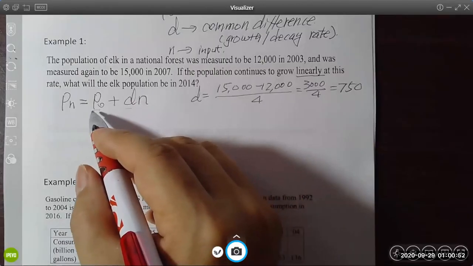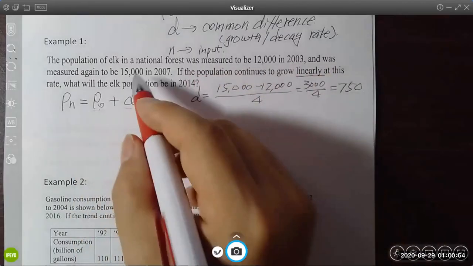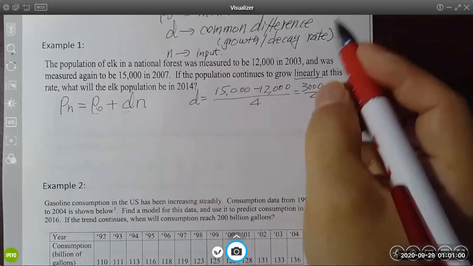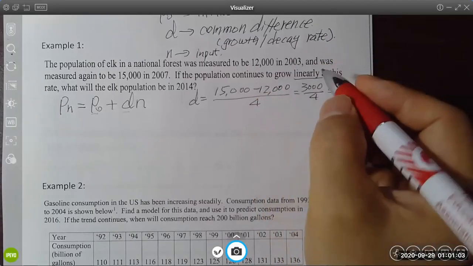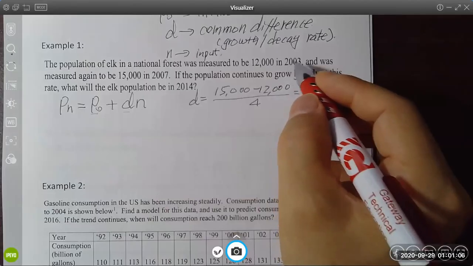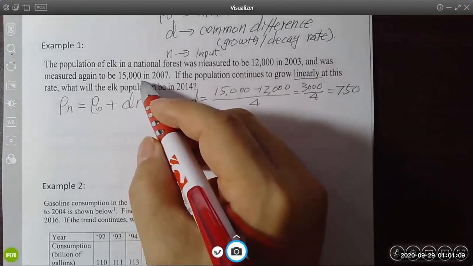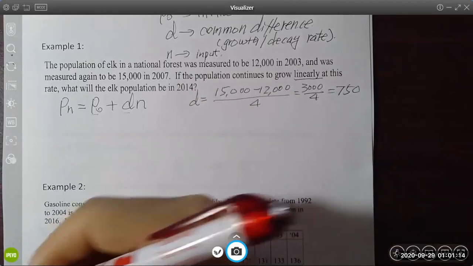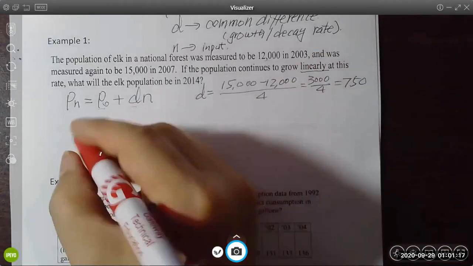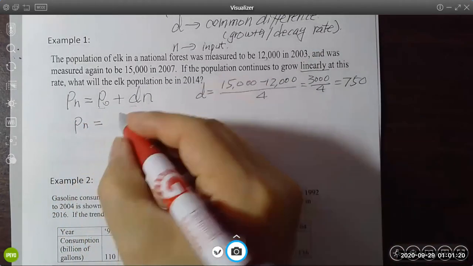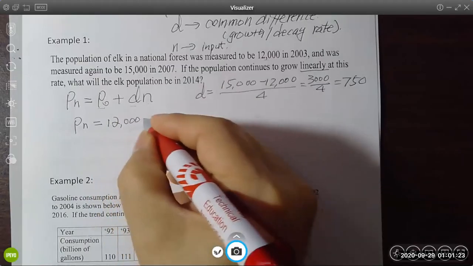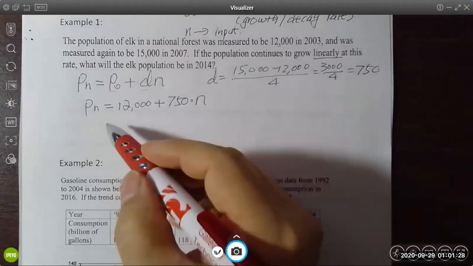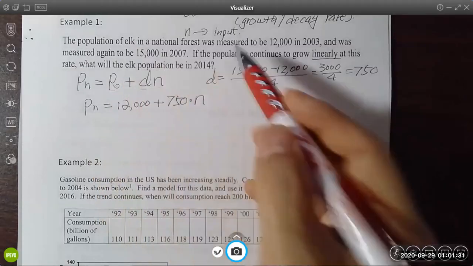Initial value, as I said before, you can use 12,000, you can use 15,000. You may ask, how come you can use either one? The thing is, if you use 12,000, you're going to start counting your N at 2003. But if you use 15,000, you're going to start counting your N from 2007. The result will be the same. That's why it doesn't matter. So let's use this number. So Pn equals P0, 12,000, plus D times N, D is 750 times N. N is the input. So this is the real model, the particular model for this particular problem.